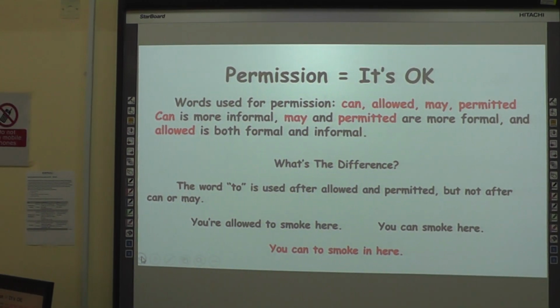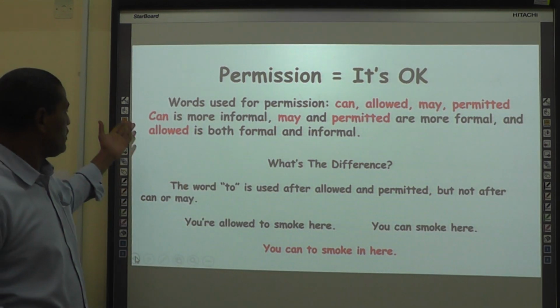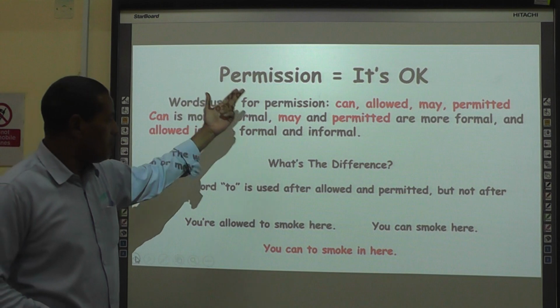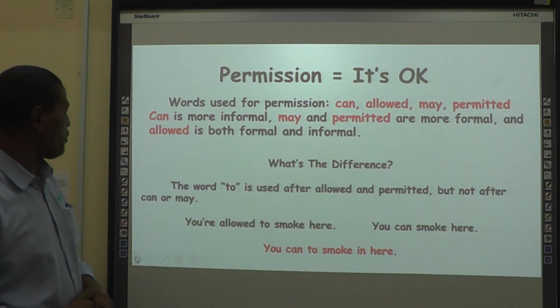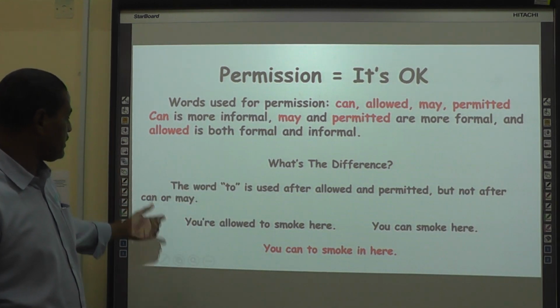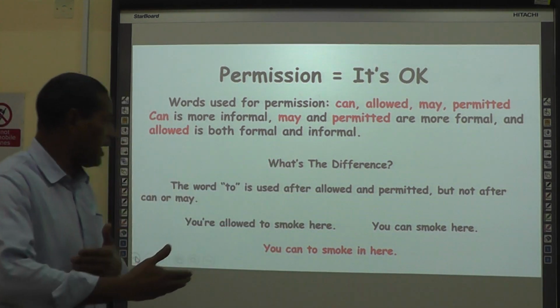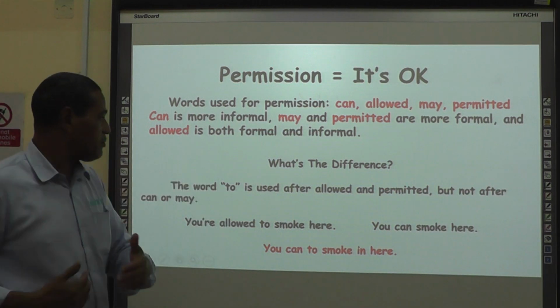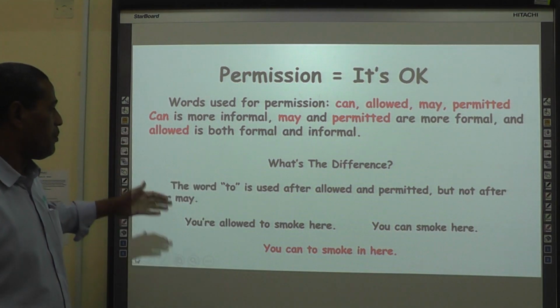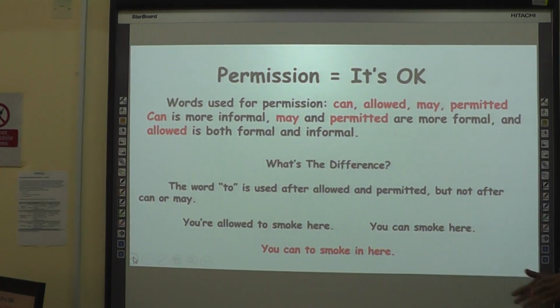the second one. Permission means it's okay. And words used for permission: can, allowed, may, permitted. Can is more informal. May and permitted are more formal, and allowed is both formal and informal. The difference is the word to is used after allowed. So we say allowed to, you are allowed to do this, and you are permitted to do this, but not after can or may. So we don't say can to or may to.